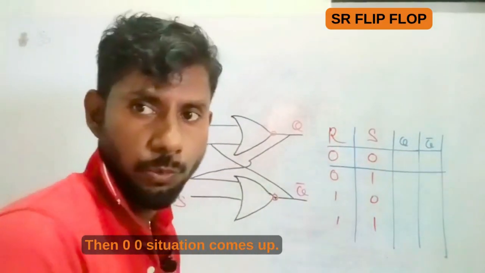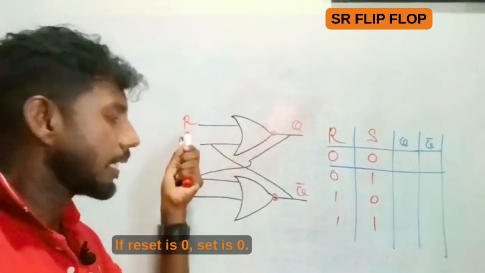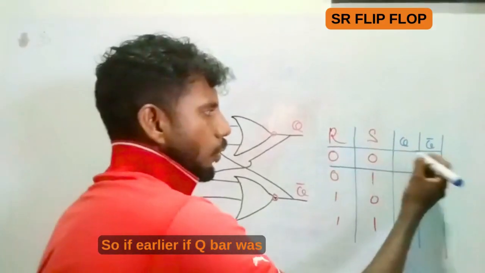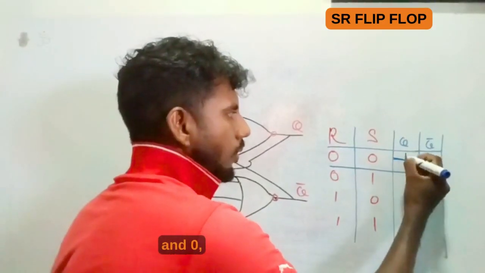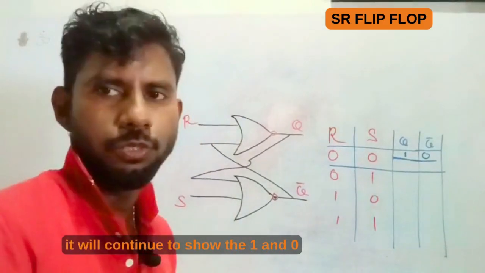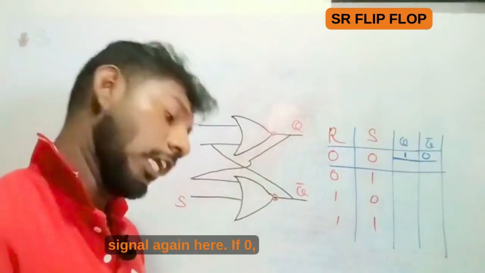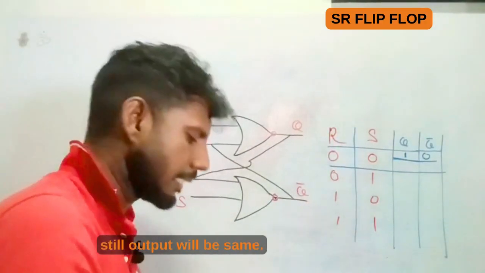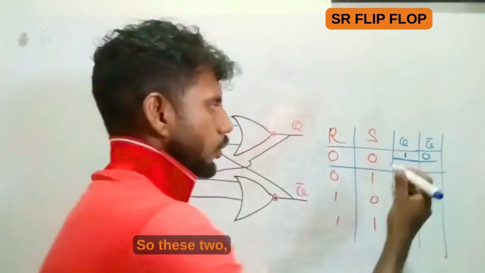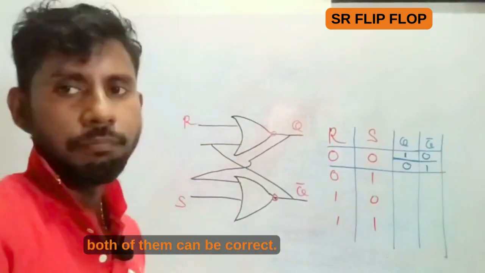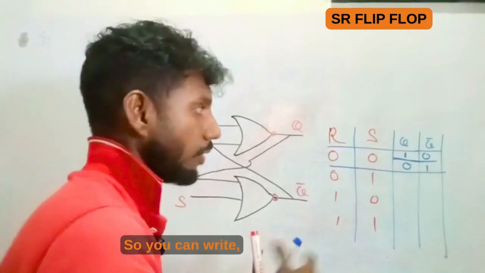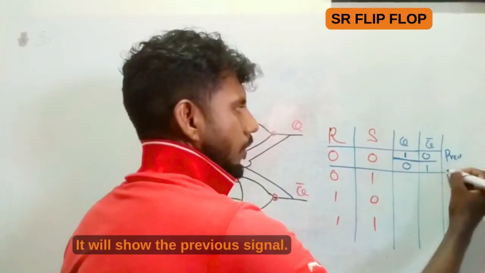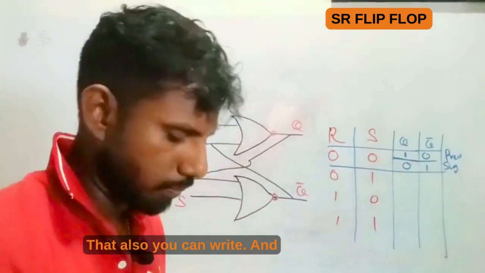Then the 0 0 situation comes up. If reset is 0 and set is 0, if both are 0, it will show the previous signal. So if earlier Q was 1 and Q bar was 0, it will continue to show the 1 and 0 signal again here. If earlier Q was 0 and Q bar was 1, still the output will be the same. So both of these can be correct. So you can write, it will show the previous signal. Right? That also you can write down.